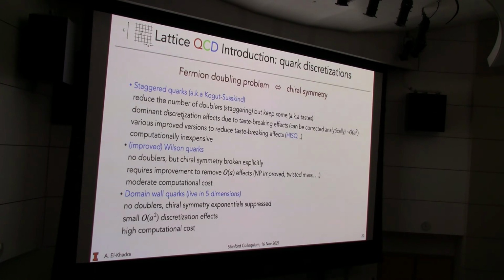Generically, these actions have discretization effects that start at order a squared, and with some improvement, the a squared terms can be highly suppressed. In particular, improved versions, which involve some smearing and other adjustment of operators, can reduce taste breaking effects and greatly reduce discretization effects. The best of these staggered actions is called HISQ, highly improved staggered quarks, which is what my collaboration is using. So all of these introduce some complications into the formalism, but what is attractive about this fermion framework is that it is computationally inexpensive.